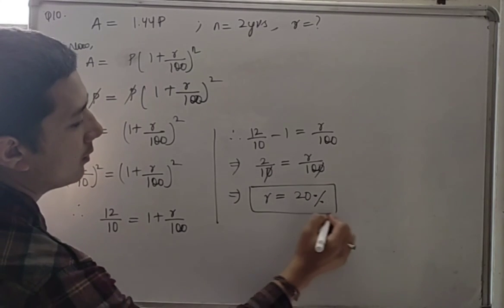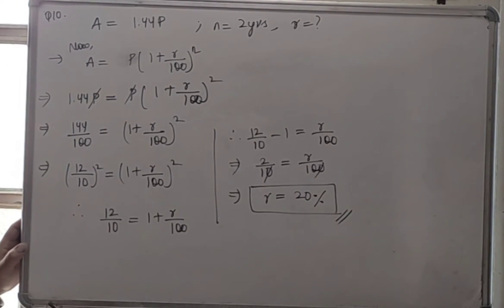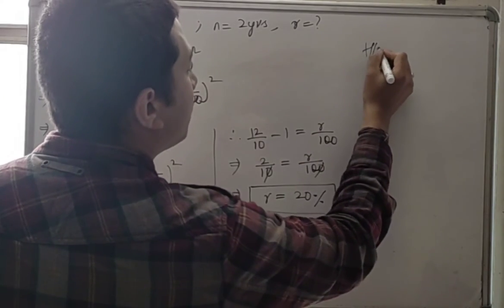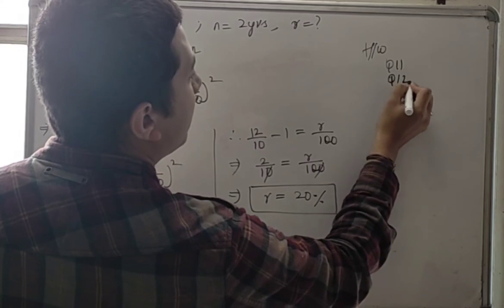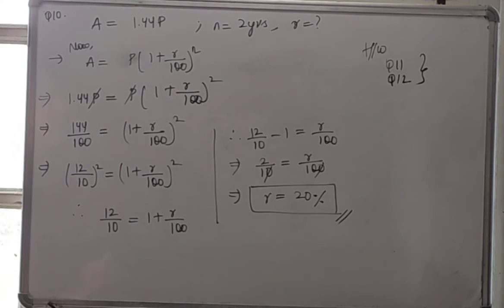Am I clear? So this was your question number 10. Your homework, as I've mentioned before also in your Google class, will be question number 11, question number 12. So complete all these sums from 1, 2, 3, 4, 5, 6, 7, 8, 9, 10, 11 and 12 and submit the same by tomorrow.